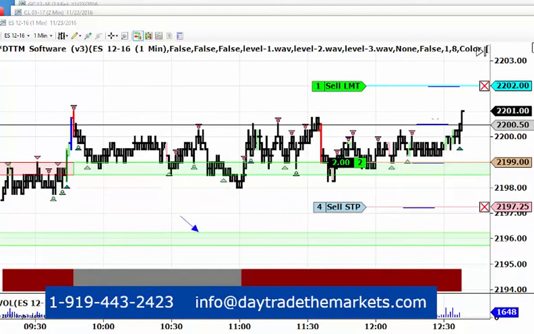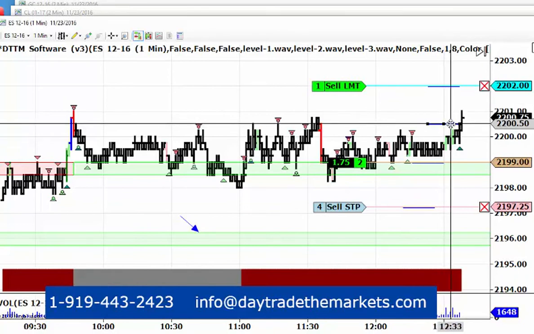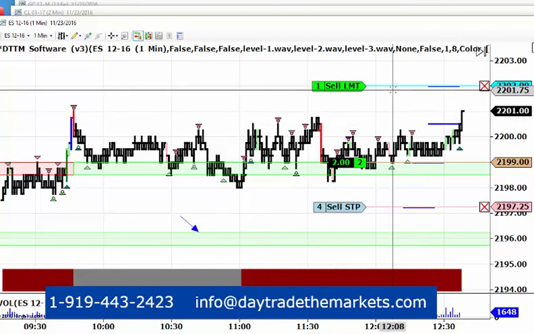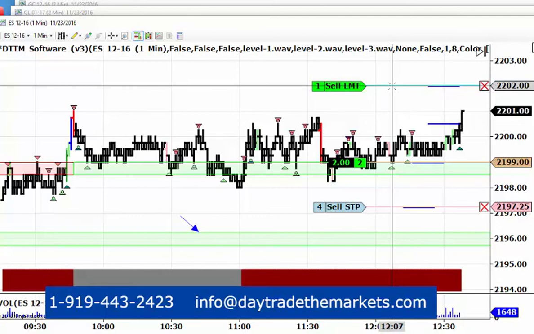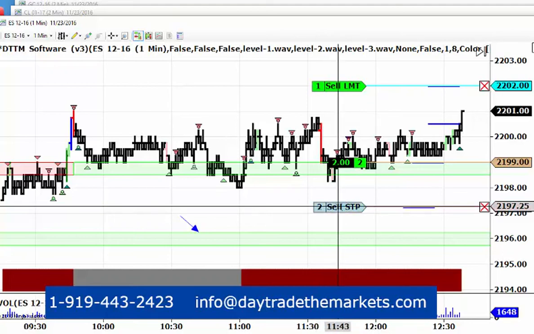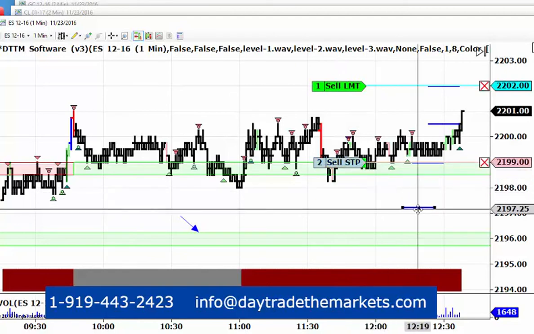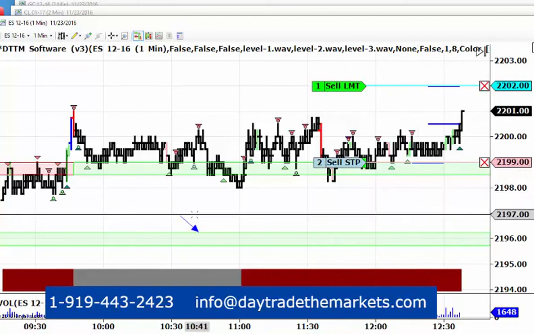Okay, just restarted the recording. We just got filled here at 2200.5, which was our first objective for the two contracts. And we've got this other sell limit up here that I've got marked at 2202. So I'm going to make an adjustment on this stop here. Need to reduce the quantity down to 2 from 4. I bring this stop up to break even at this time. So just bring you up to date on that.